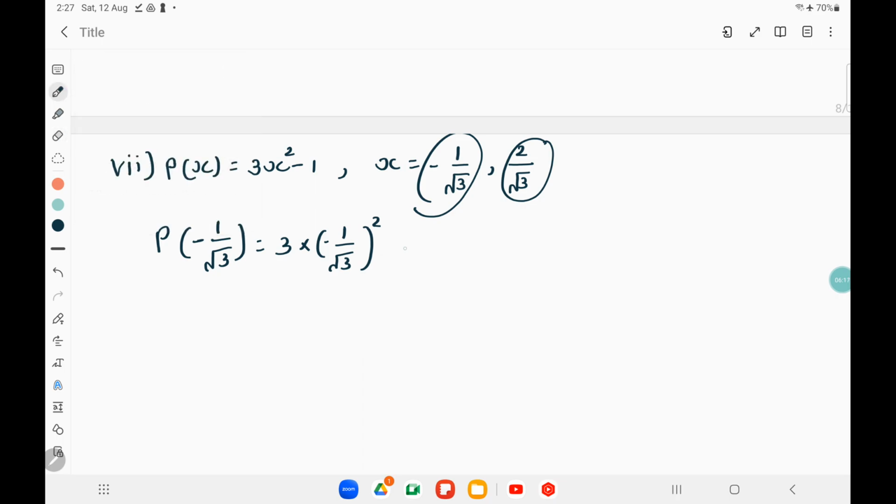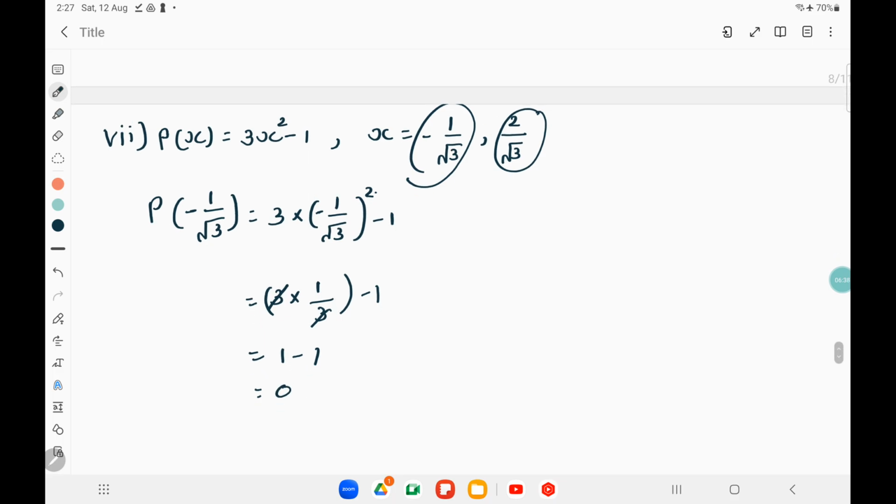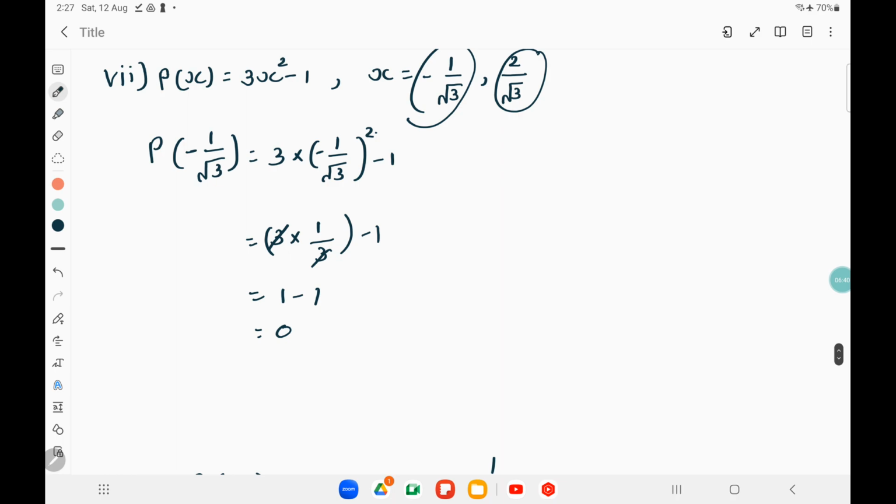Oh, come on, minus 1. Okay, 3 times minus 1 squared. Minus minus becomes plus because it is a square. 1 squared is 1. Root 3 times root 3 becomes 3, right? Take away 1. So here the 3s cancel down. So 1 take away 1 becomes 0. So yes, minus 1 over root 3 is a 0 value of this given polynomial.